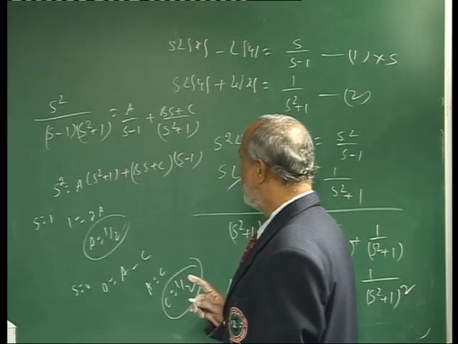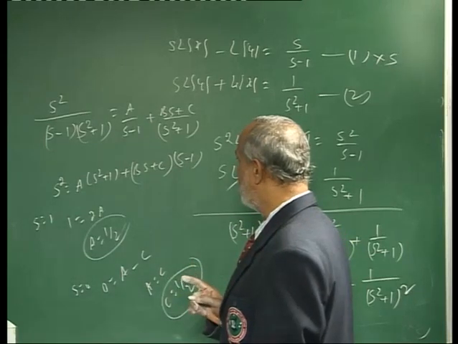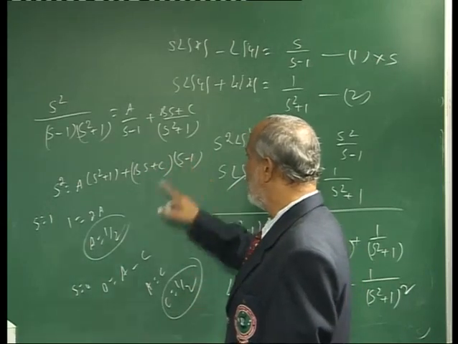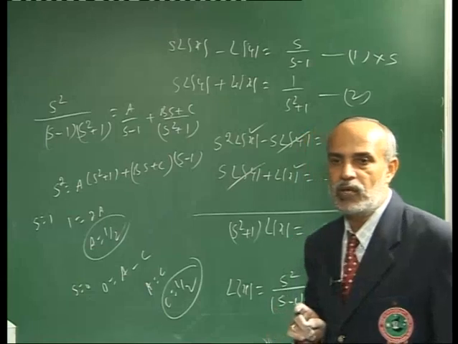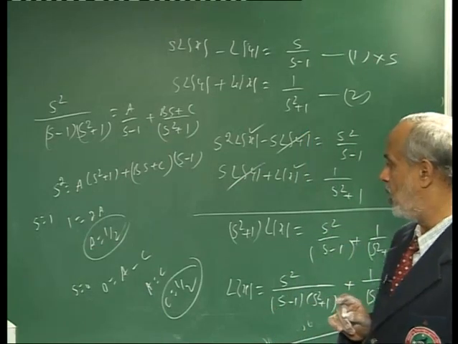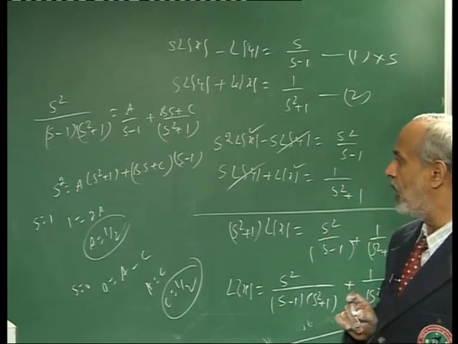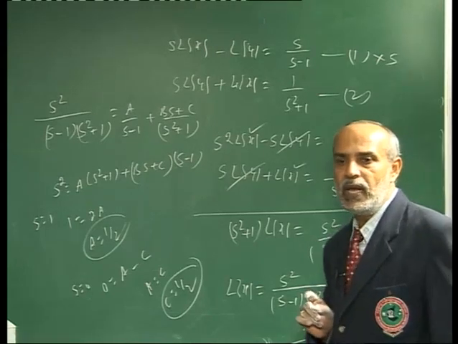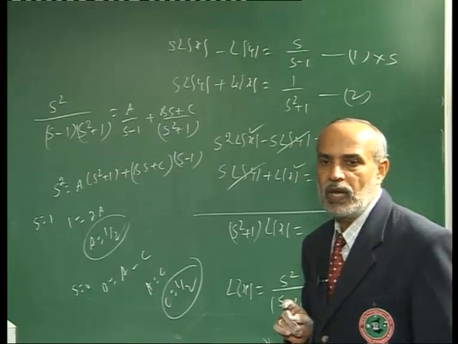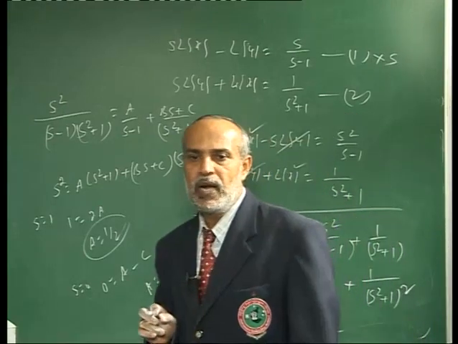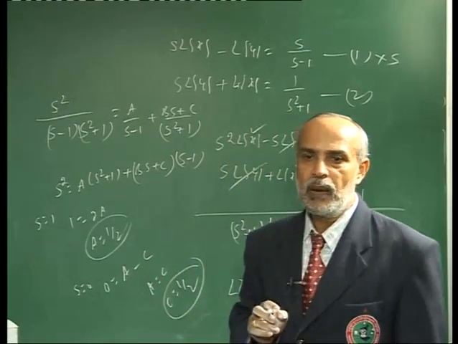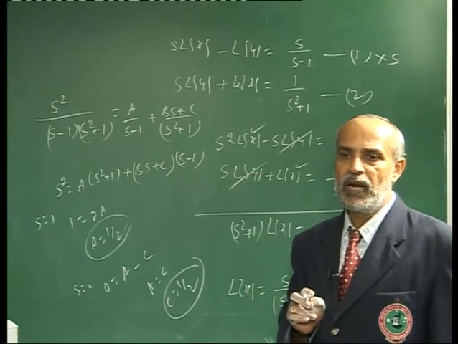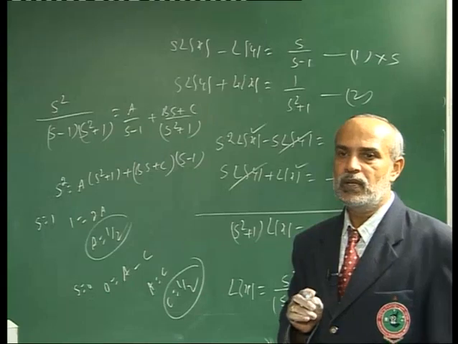Equating the coefficient of s on both sides, what do you get? Here s squared, here minus s minus 1, then the c value is again... b value is 1 by 2. Then you get 1 divided by 2 into s minus 1, plus s divided by 2 into s squared plus 1, plus 1 divided by 2 into s squared plus 1.